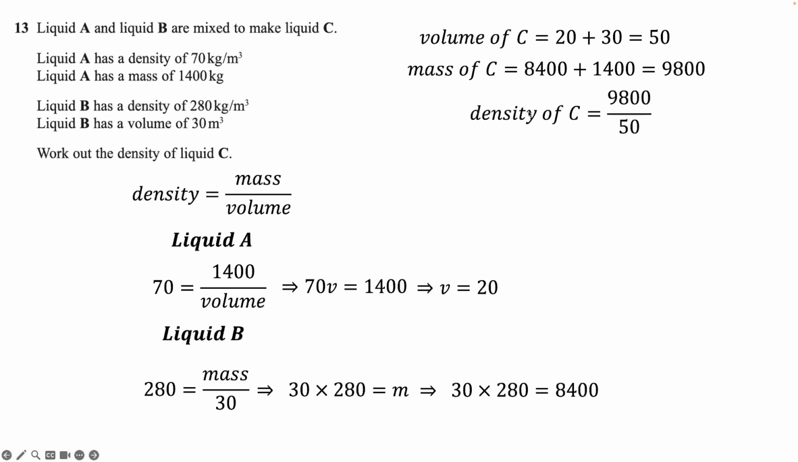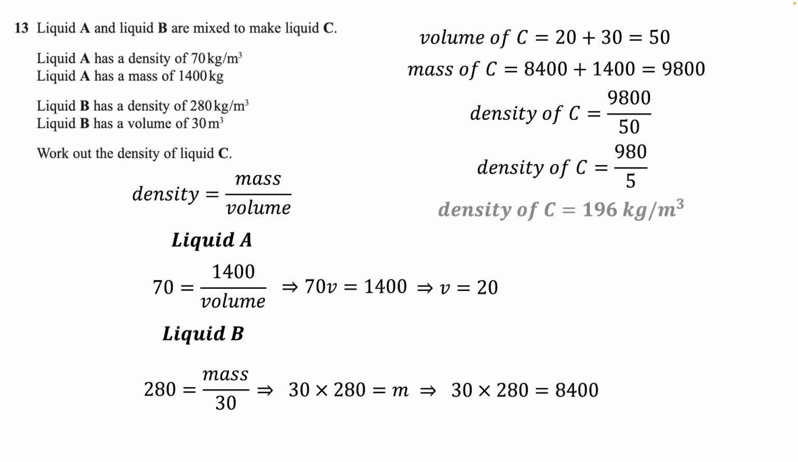So now we find the density of C, which is the mass over the volume. So we get 9,800 divided by 50. We can divide the numerator and the denominator by 10 to give us 980 over 5. So that is 196 kilograms per meter cubed. You can use bus stop division for that. I just did it in my head.